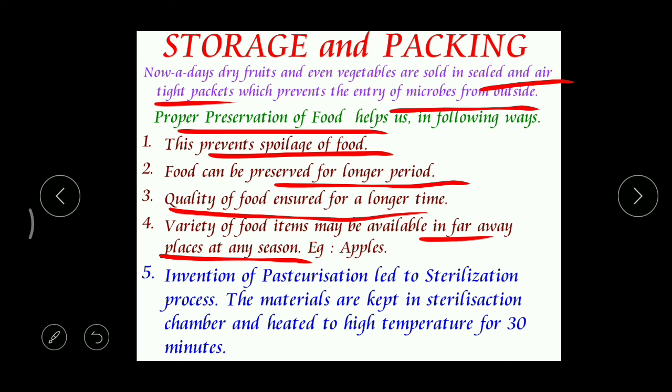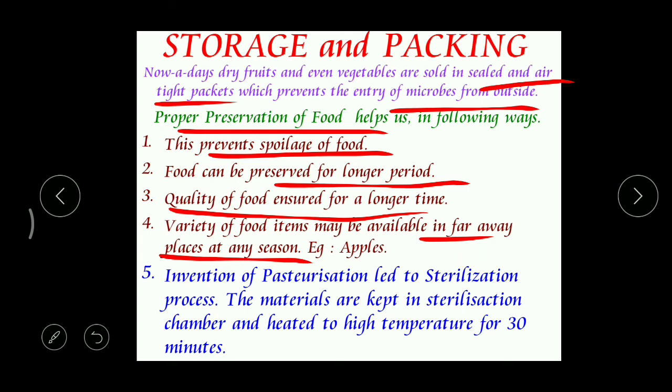Okay, then the next one, invention of pasteurization led to the sterilization process. What does sterilization process mean? Making the substance free from microbes. That means from any item we remove the microbes. That process can be called a sterilization process, especially if you take the hospitals. Nowadays we are using disposable injections, disposable syringes, right? Only for a single use.